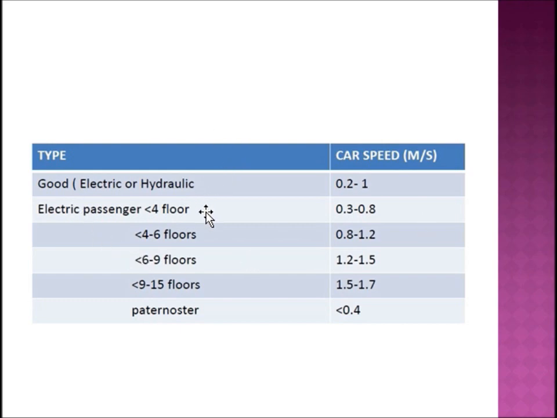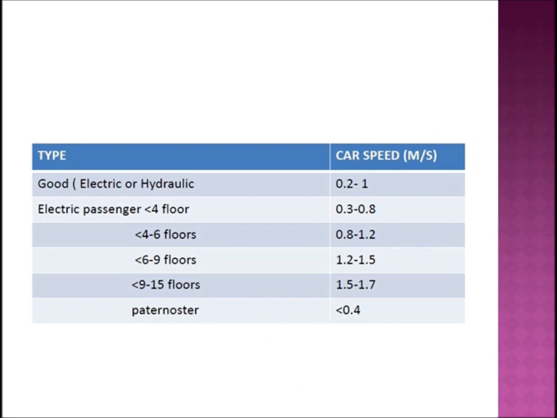So we have 1, 2, 3, 4, 5, 6 types of lift, and this is its speed. The first type is for goods, untuk lift barang. It uses electric or hydraulic, and the speed is between 0.2 to 1 meter per second. Next, electric passenger lift for less than 4 floors, 0.3 to 0.8 meter per second, and so on.